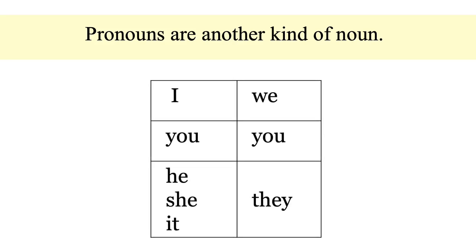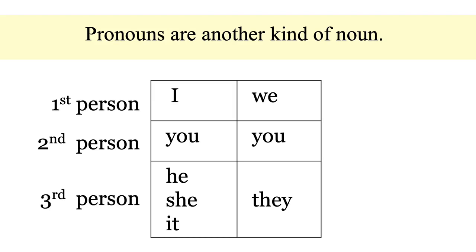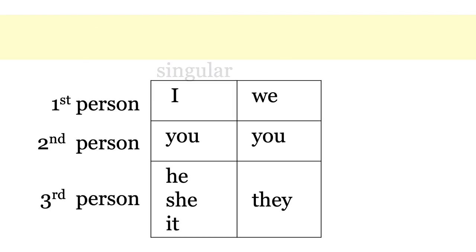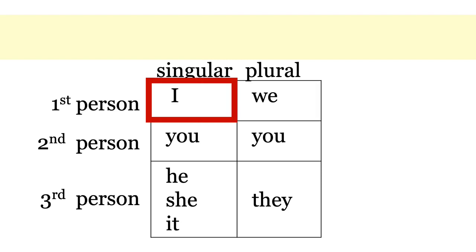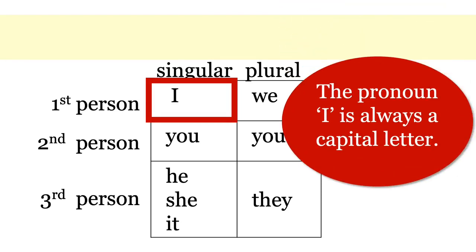This is the pronoun chart. In English, we organize the pronouns like this: first person, second person, and third person. And singular, that's one, and plural, that's more than one. There are some things to know about pronouns. First, notice this I. The pronoun I in English is always a capital letter.